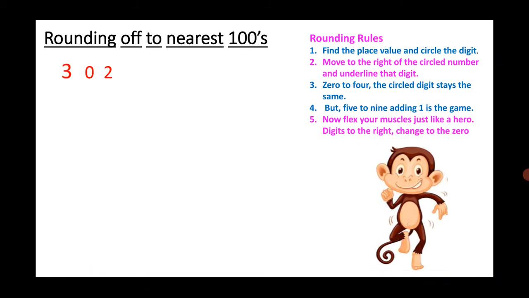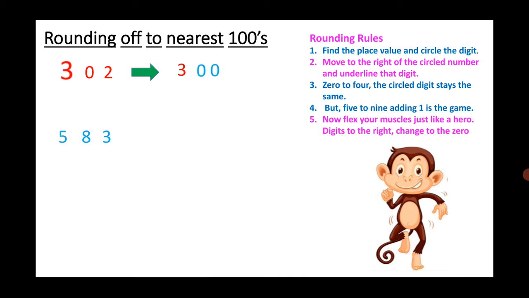Okay, now in the 100th place we have 3, with ones, tens and 100. So we have 3 in the 100th place. So what we need to do? Again we need to circle that. Now to this 100th place 3, which number is to the right of 3? It is 0. Now 0 is less than 5. So this 3 will remain the same. Instead of the 0 we are going to write again 0, and instead of 2 again we are going to write 0. So this 302 has been rounded off to 300.